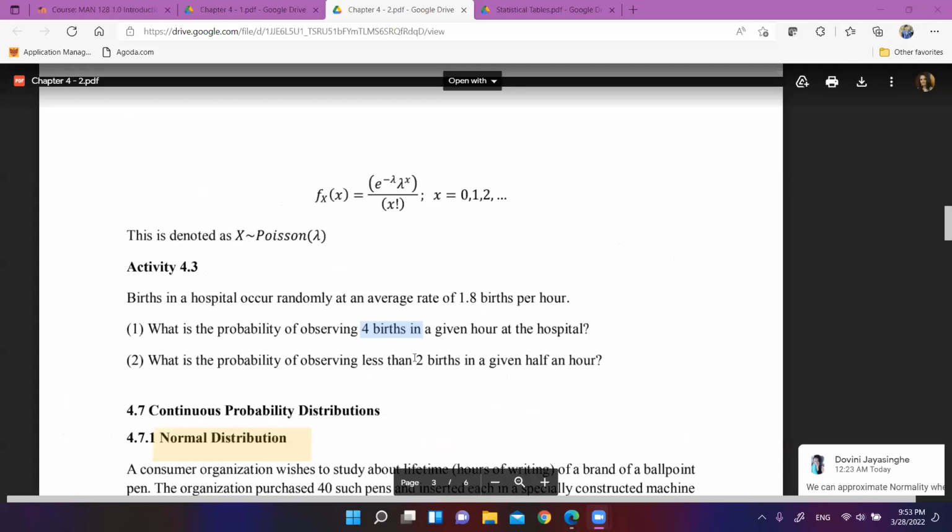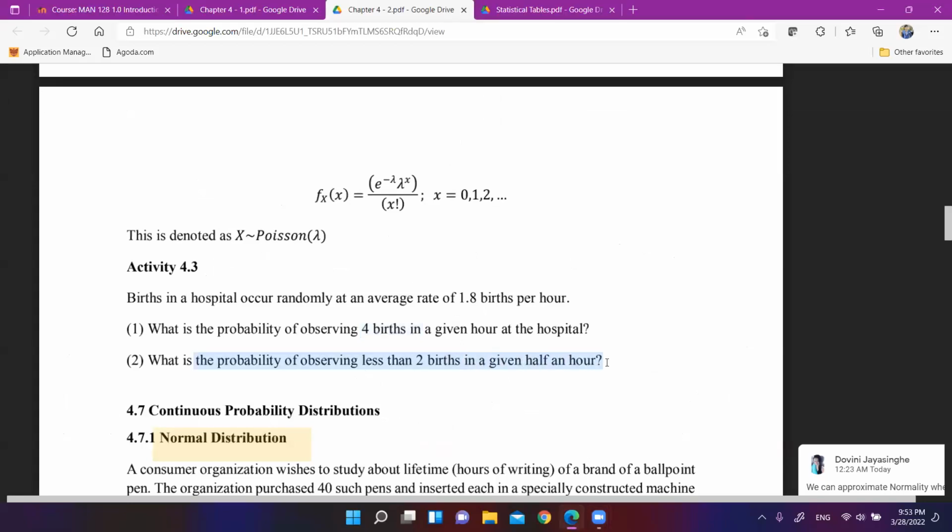What is the probability of observing less than 2 birds in a given half an hour?